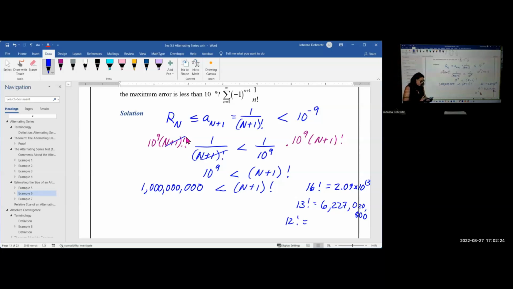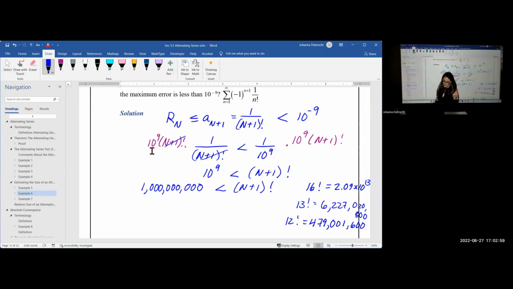So let's try the 12 factorial where n is 11, and I get 479,001,600. That's not big enough. I need in the billions. So 12 factorial is not big enough. So 11 is not a big enough value for n. So I've got to use 13. If I use 13, then that means that n has got to be 12.